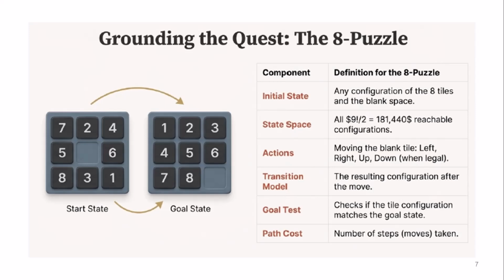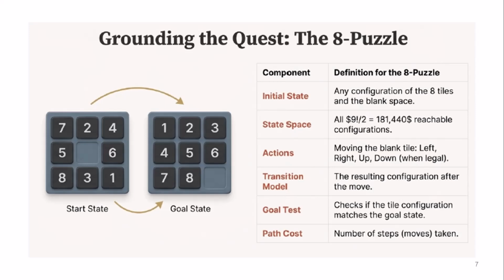Let's put those 6 pillars into practice using a classic AI puzzle, the 8 puzzle. This is a simple sliding type puzzle where you rearrange 8 number tiles and 1 blank space to match a goal configuration. Now the component is 8 puzzle definition. The initial state is any configuration of the 8 tiles and the blank space.